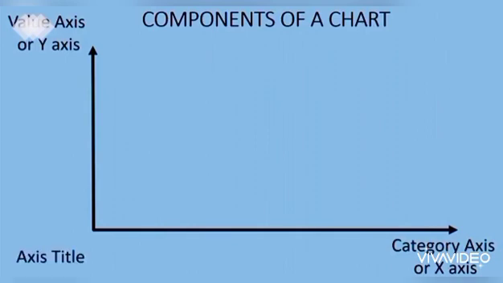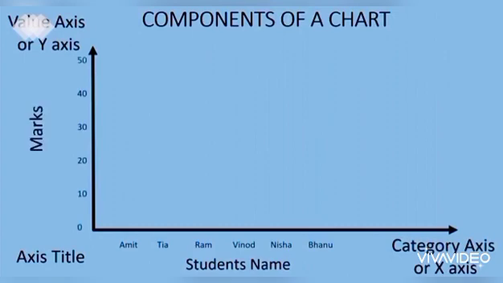Now, we use axis titles. Whatever we are going to plot on the x and y axis, that is known as axis titles. So these are basically the headings given to the x-axis and y-axis. Now here, as you can see, we have inserted students' names on the x-axis and marks on the y-axis.